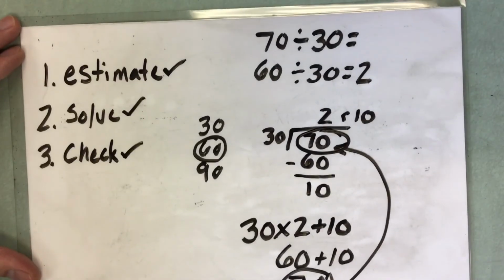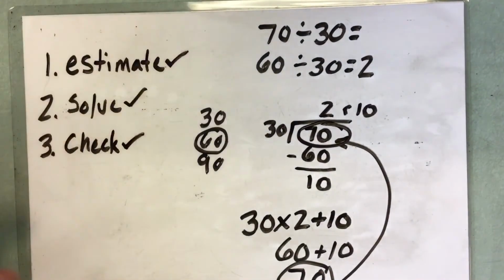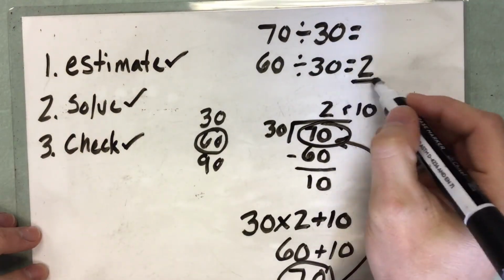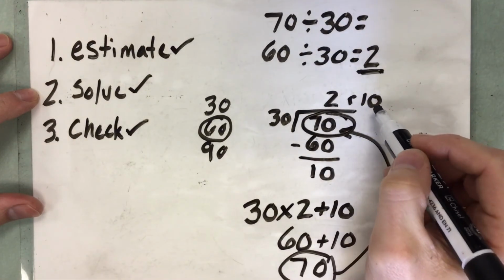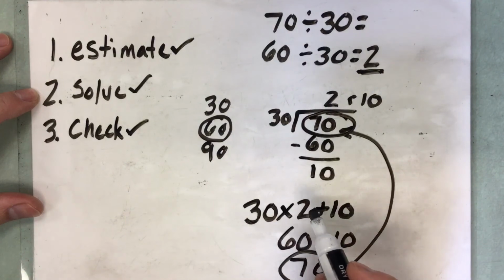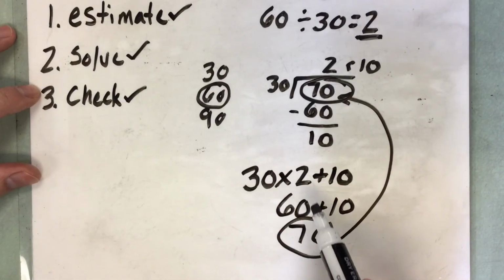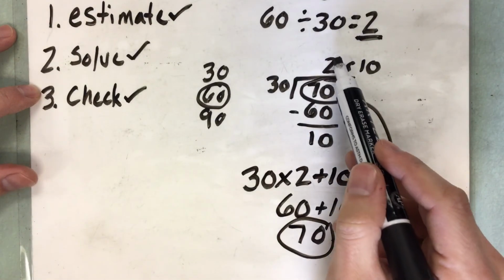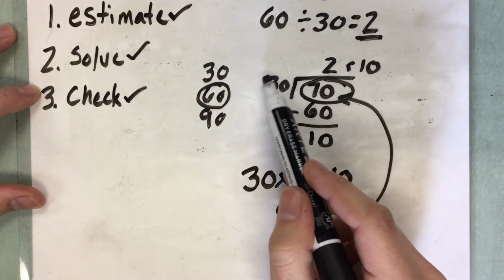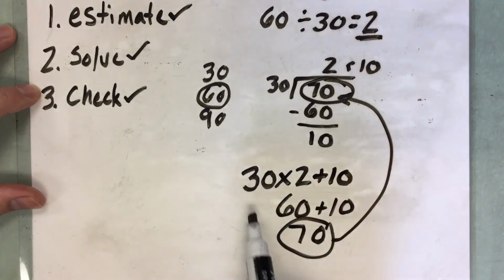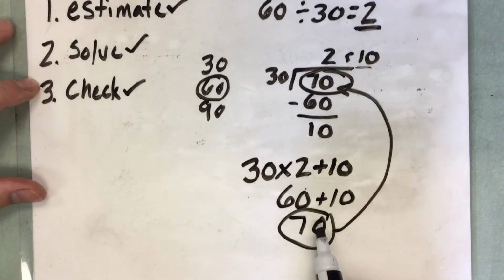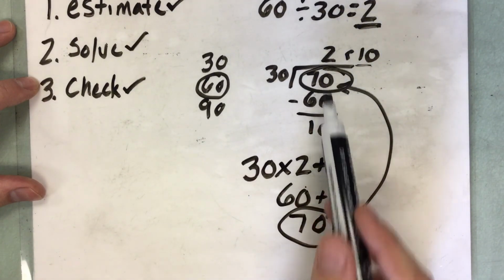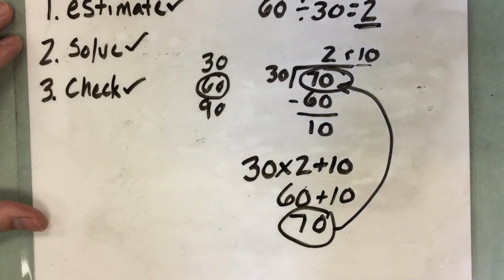So this has 3 steps today. First, to estimate. We found our answer should be somewhere around 2. When we solved, we got 2 remainder 10, which is close to 2. And so we went ahead and checked by multiplying our quotient times our divisor, 30 times 2, and then adding our remainder, 10, we got 70, and that was our whole, or our dividend, so we know we're correct.